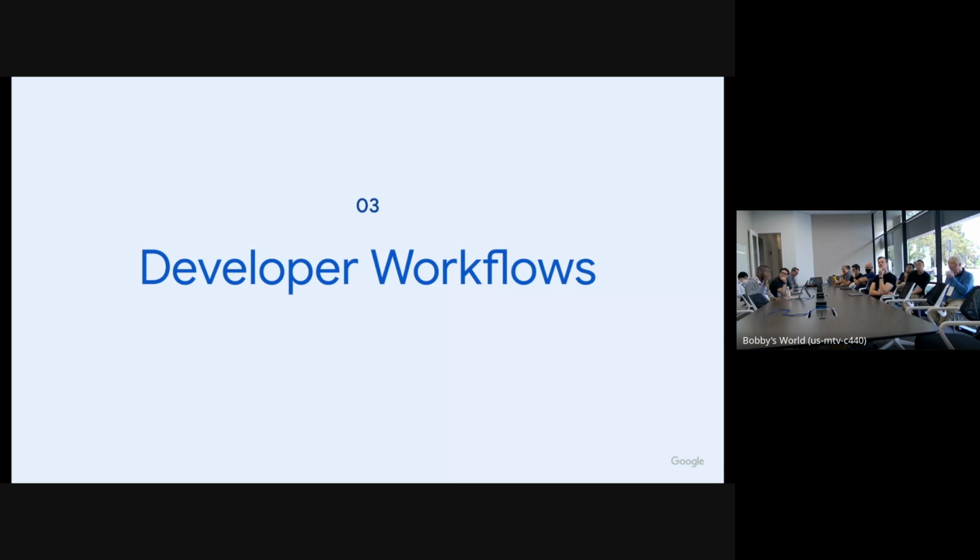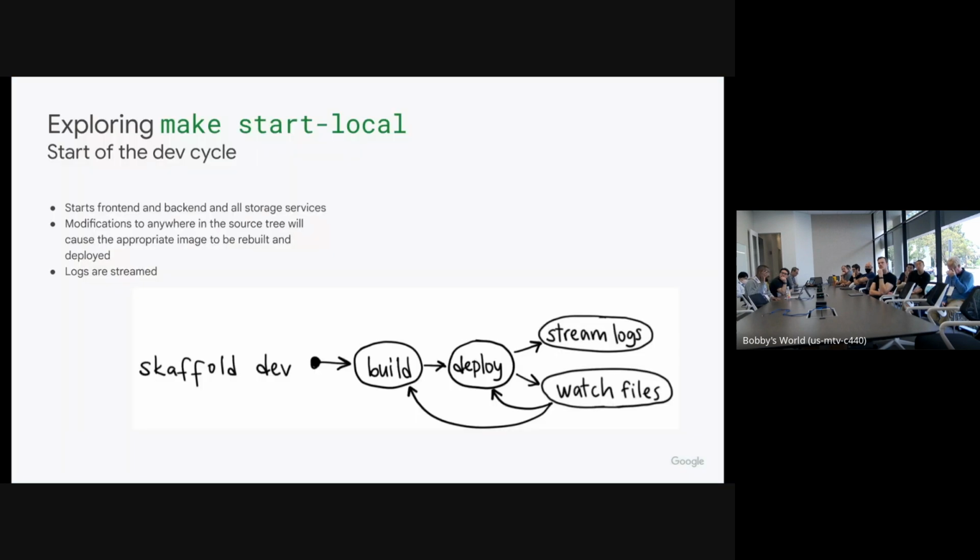And now let's jump into developer workflows. If you ever do check out the repository, there is a one-stop shop command that gets everything started. It's called make start local. It is what you run. It will start the front end and back end services, watch your source tree, and stream out the logs as you do things. There are additional commands if you want to run the workflows individually, but this is what gets the dashboard live for you.